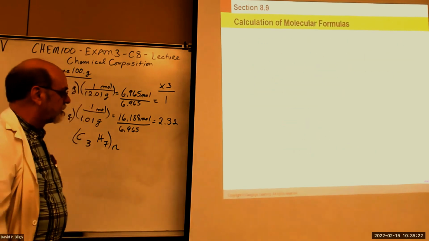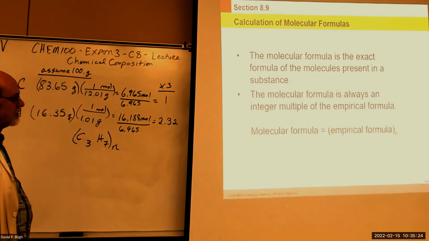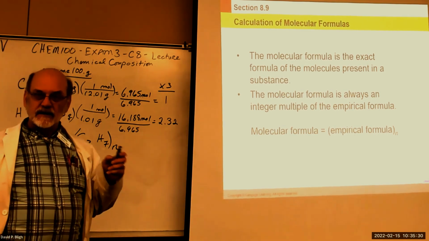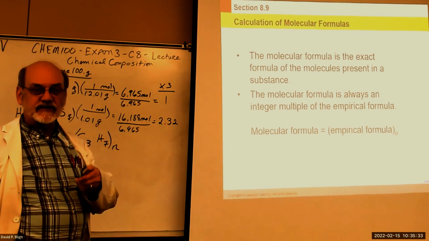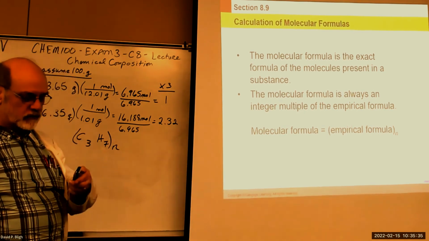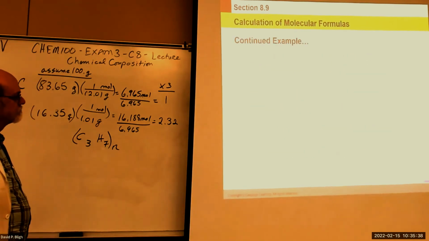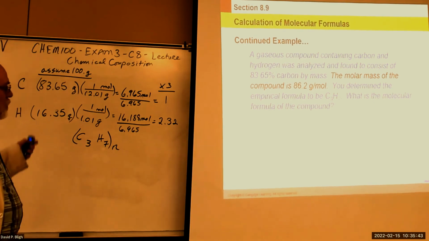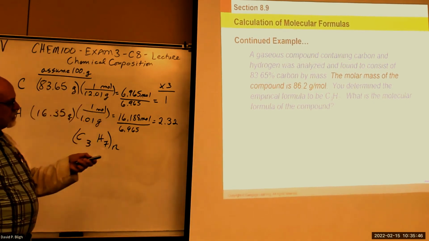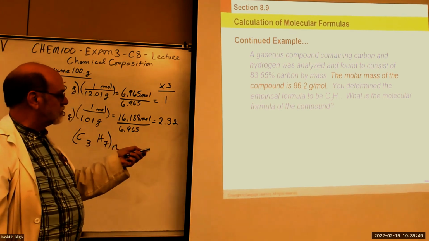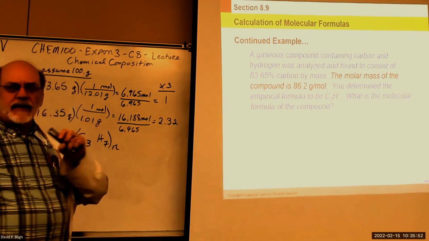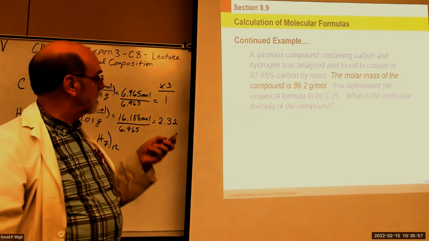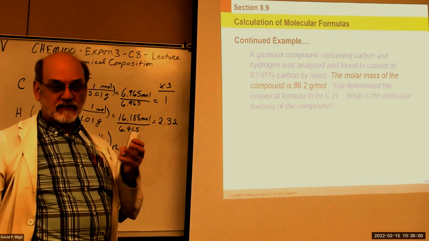Okay? What we need is the molecular formula. Well, we need the molar mass of the actual molecule. Okay, so with this percent, keep going. There you go. Right, we have the empirical formula. Now, by some independent means, we have determined that the molar mass of that compound is 86.2 grams per mole.